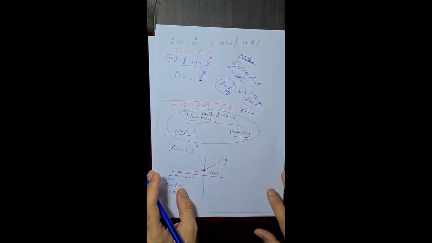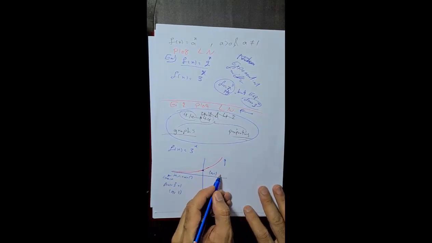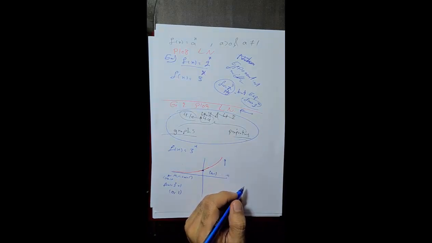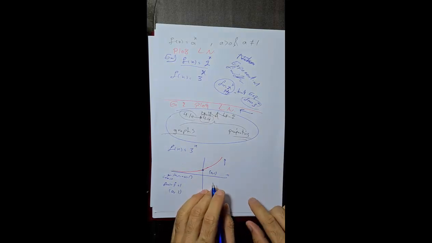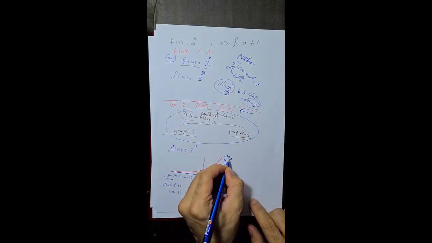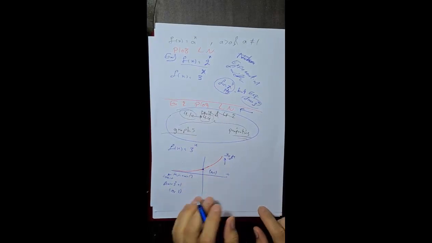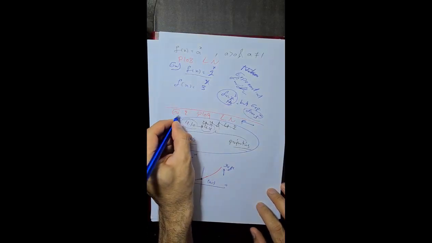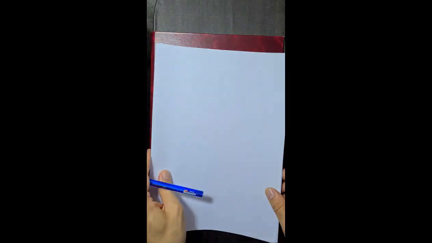Okay, so when x approaches positive infinity, the value of y also increases. This is the graph of 3 to the power x. Before I go to part B of this example, part A, I will try to solve another example for you.